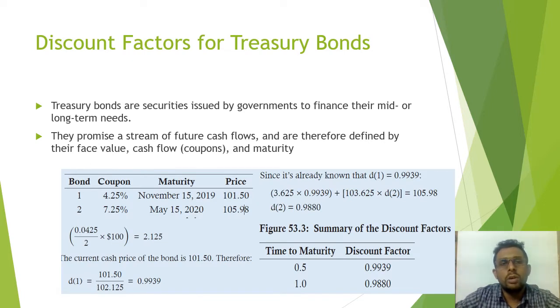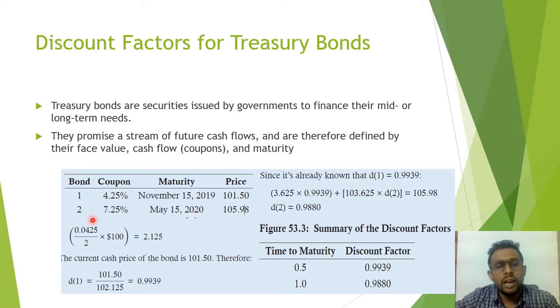Treasury bonds are securities issued by government to finance their mid-term and long-term needs. They promise a stream of future cash flows as principal and as interest. If you are considering a bond with a coupon of 4.25, maturity November 15, 2019, the price of that bond is 101.5. To find the discount factor, you have to find out the interest.